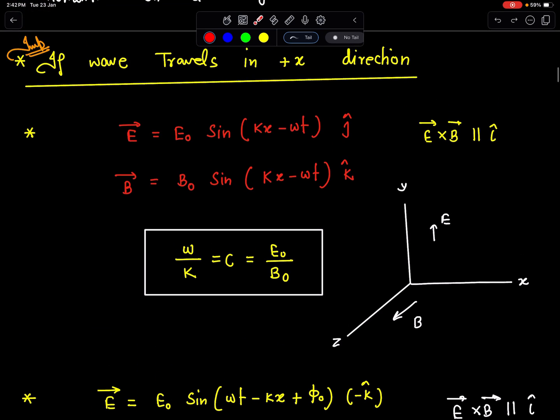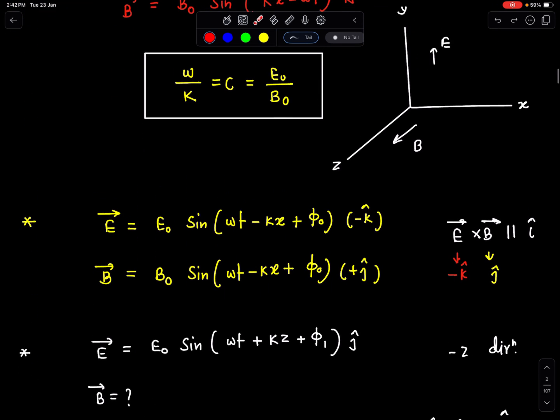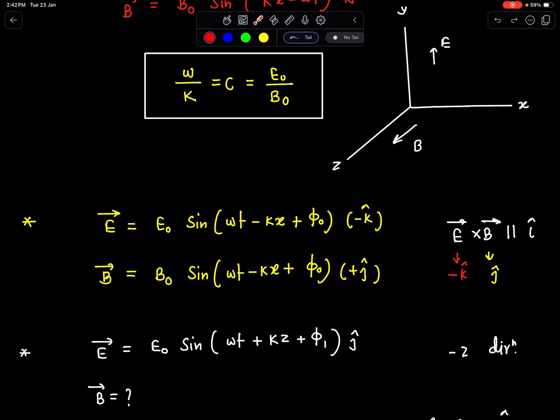It was given to us that it is traveling in the positive x direction. Similarly, for the next form, suppose they give it in this form, and they might ask you what the B will be. So E naught by B naught we can write as c. From there the amplitude of the magnetic field is known to us, and similarly here I can write sine of omega t plus kz plus phi 1.